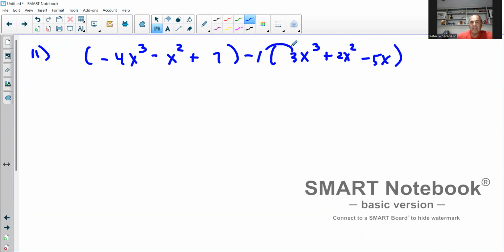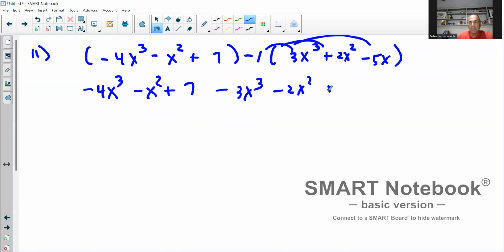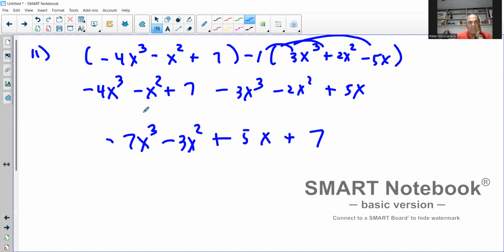You distribute this negative. That's what you do. So make a note on number 11 on the test: you distribute the negative. This stays the same here. Now I have negative 3x cubed minus 2x squared plus 5x, and you simply collect like terms. I see negative 7x cubed minus 3x squared plus 5x plus 7. Is that what you got? I think I did that one correctly.